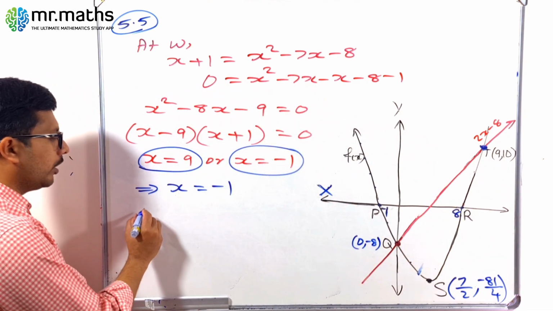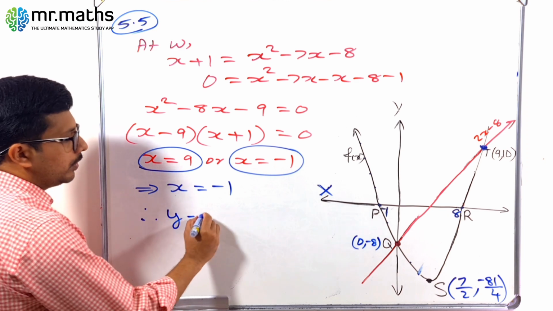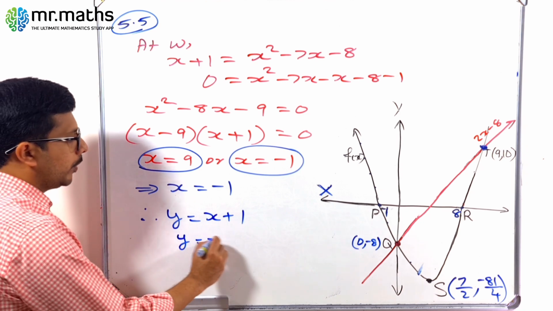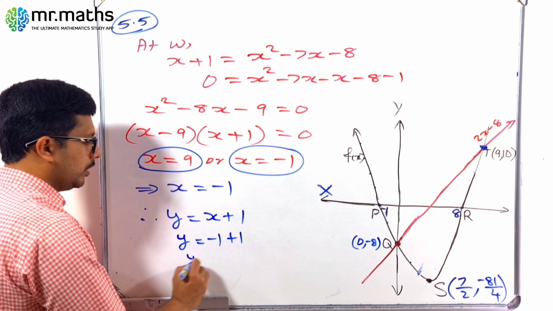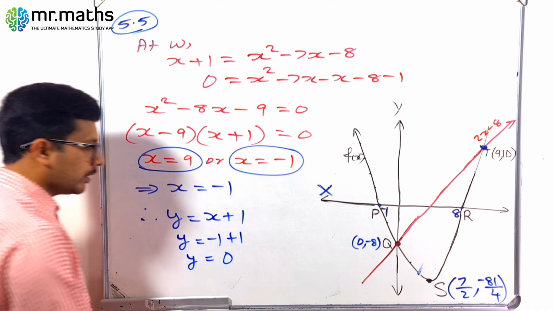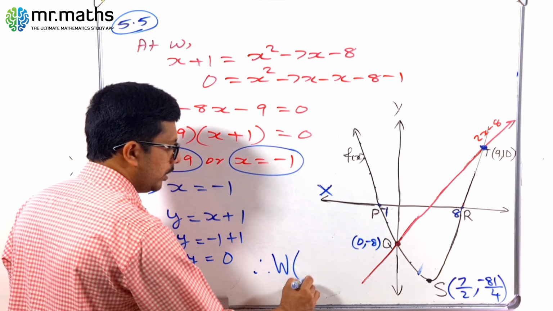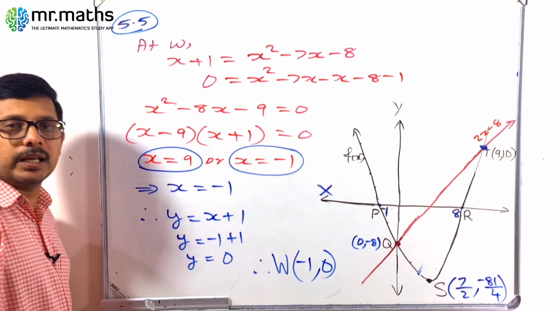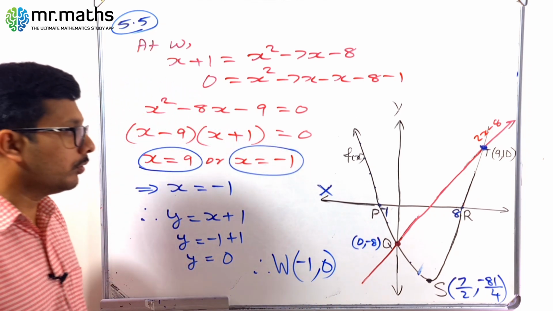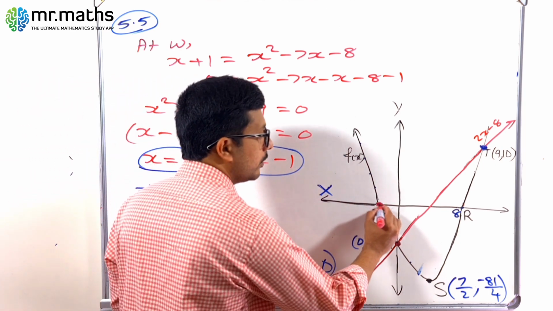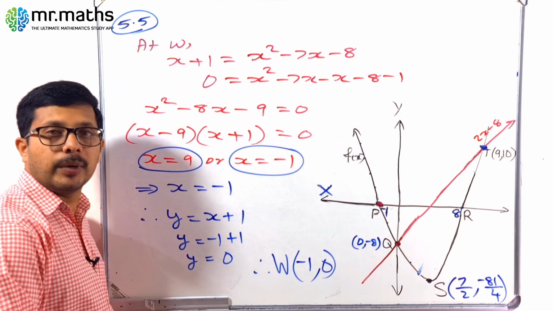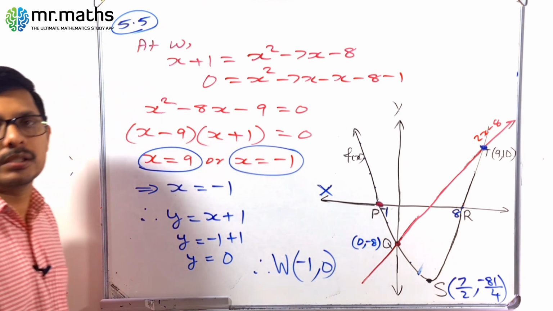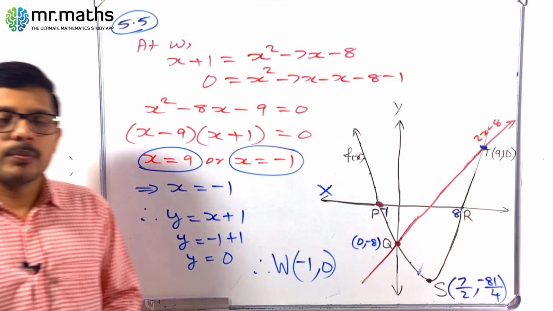So how can you find the y value? Therefore y is equal to, we got the equation like this, minus x plus 1. So y is equal to minus x plus 1, that is y is equal to 0. So it means that W is x equals minus 1 and y equals 0. So where is this W? W is the same point as P. Am I right? That is minus 1 comma 0. So the coordinate of W is minus 1 comma 0. That is question number 5.5.